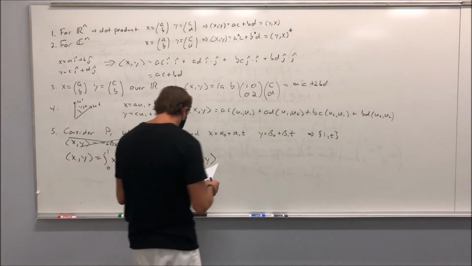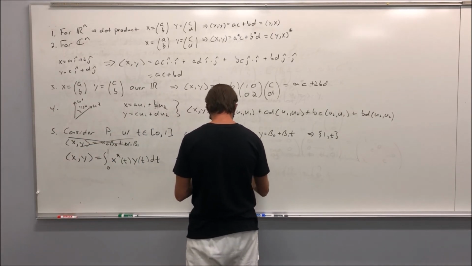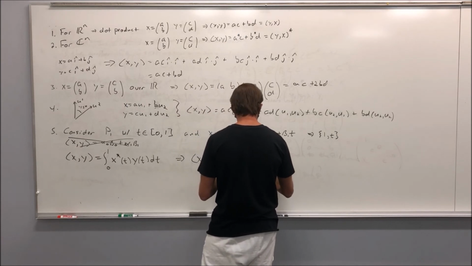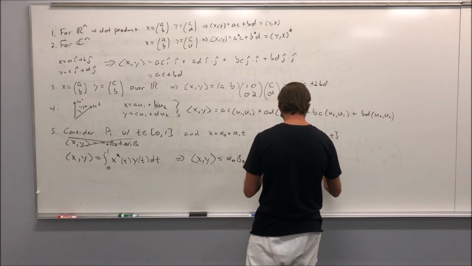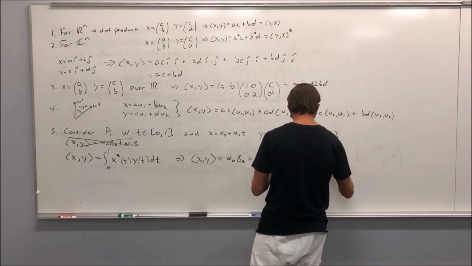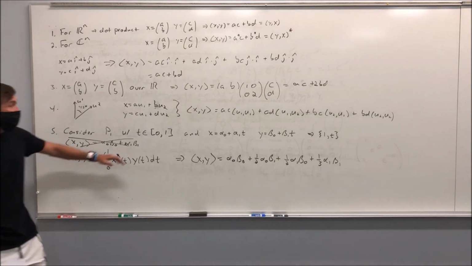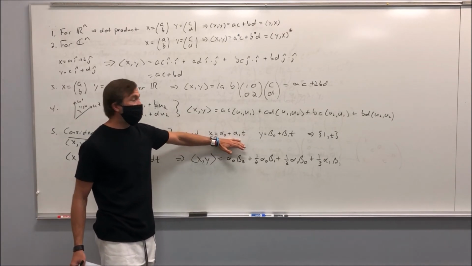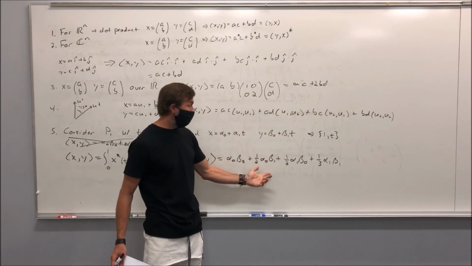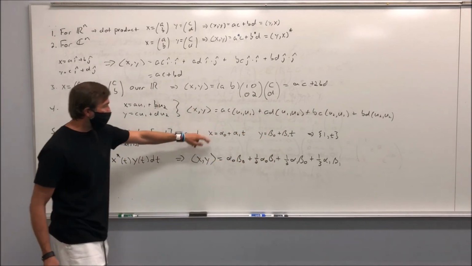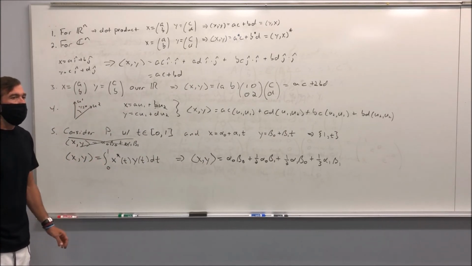And so x inner product with y ends up being alpha 0, beta 0, plus 1/2 alpha 0, beta 1, plus 1/2 alpha 1, beta 0, plus 1/3 alpha 1, beta 1. And literally, if you just take this, complex conjugate it, multiply it by this, integrate it, you'll get this. We won't complex conjugate that because we'll assume it's real. Okay?